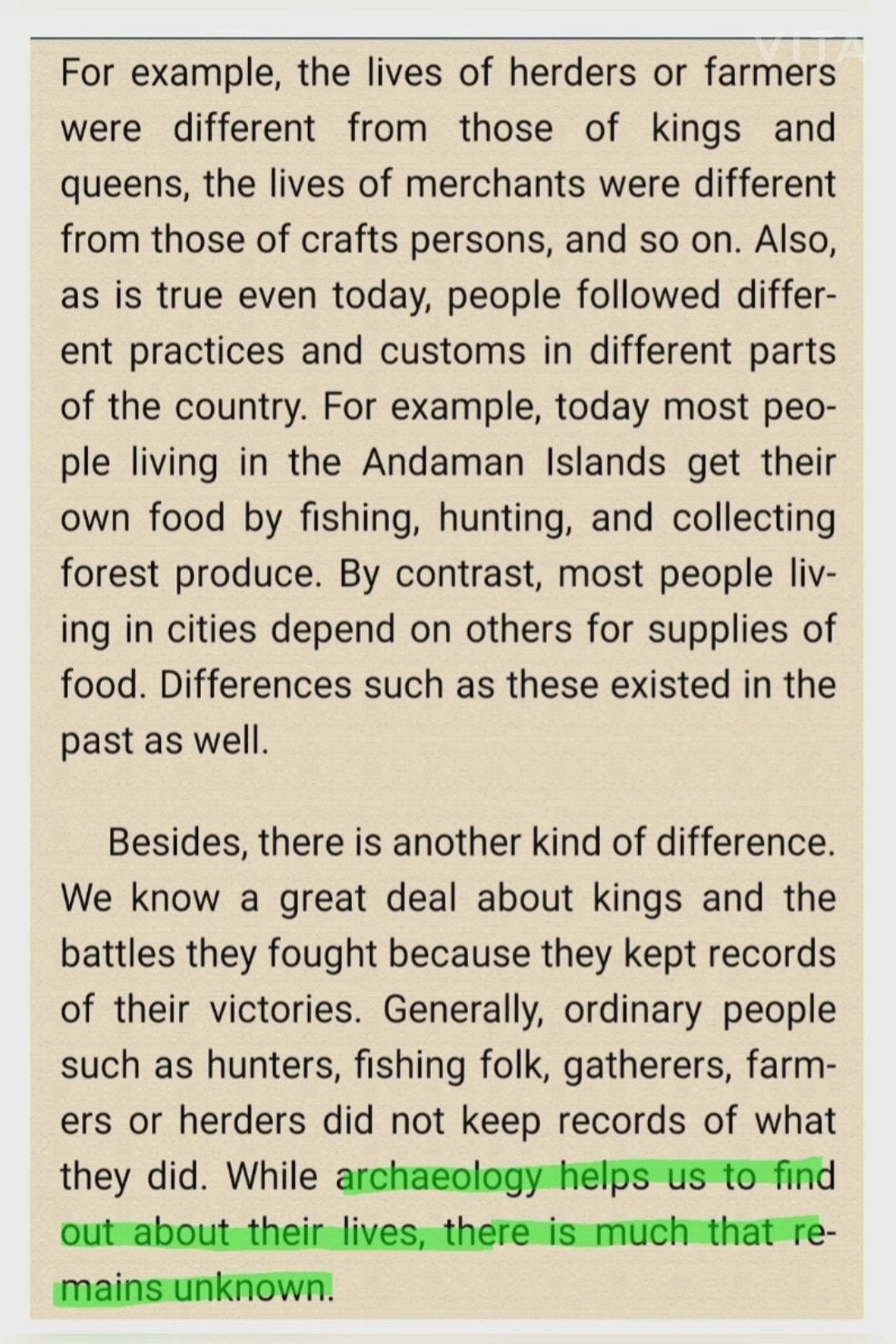We know a great deal about kings and the battles they fought because they kept records of their victories. Generally, ordinary people such as hunters, fishing folk, gatherers, farmers, or herders did not keep records of what they did. So there is another difference in the past: kings and rulers used to keep records of the battles they have won, the victories they have got. So we have a great deal of information about the battles which kings have won. But ordinary people in that time, such as hunters, fishers, gatherers, herders, farmers, did not keep records of the things they did.